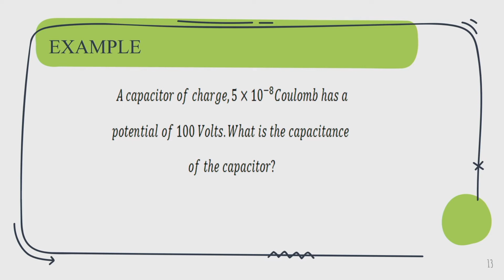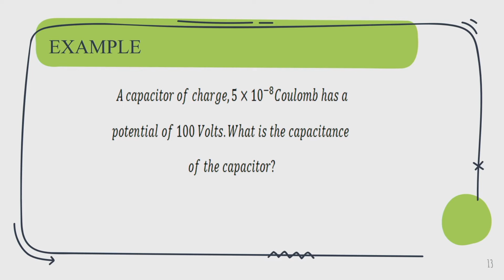So let's take the first example. Example 1: a capacitor of charge 5 times 10 to the power of minus 8 coulombs has a potential difference of 100 volts. The question wants us to calculate the capacitance of the capacitor.